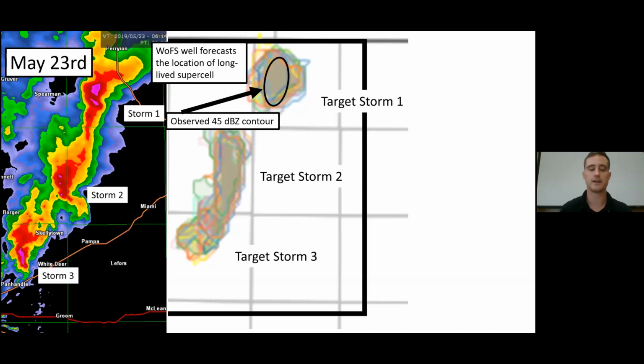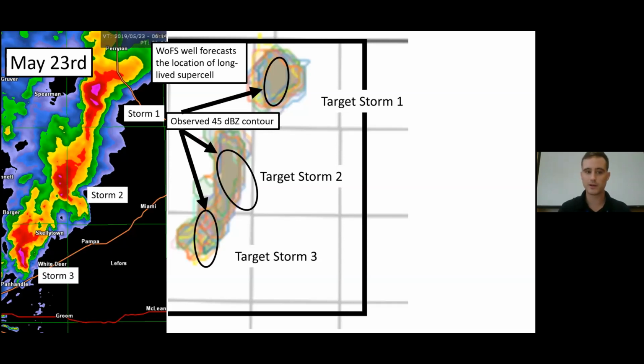So WoFS has had essentially a longer period of time to deal with target storm 1 and places that storm essentially correctly in the right spot. A lot of the members are overlapping each other right where the target storm truly existed. So it does a good job of forecasting the storm location of target storm 1.